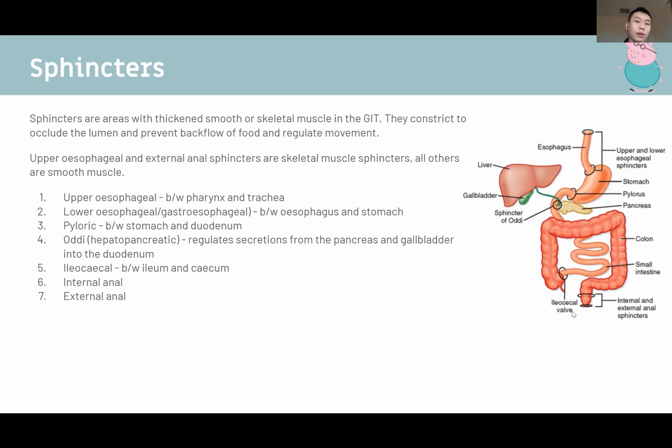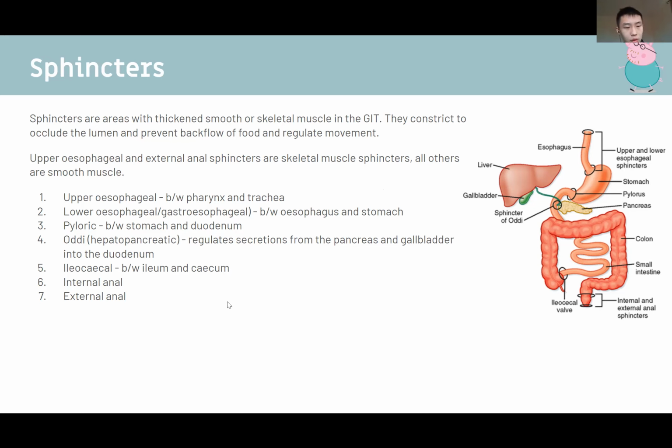And then finally, we'll just briefly mention sphincters. So sphincters are basically where you have thick smooth or skeletal muscles in the gastrointestinal tract. So when they constrict, they will block off the tube or the lumen. And that's just to help prevent backflow of food and regulate the movement of food. So most of these sphincters are smooth muscles, which means they're under autonomic control and you can't actually control them voluntarily. Only your upper esophageal sphincter, which is here, and your external anal sphincter, which is the last one down there, is voluntary because they're skeletal muscle sphincters.